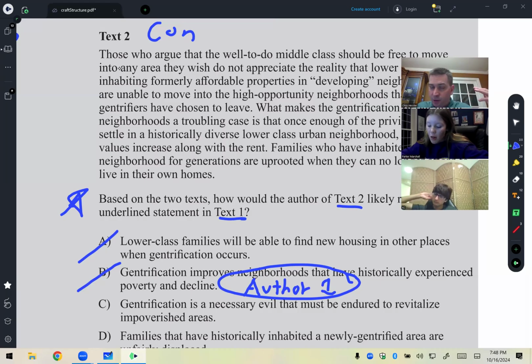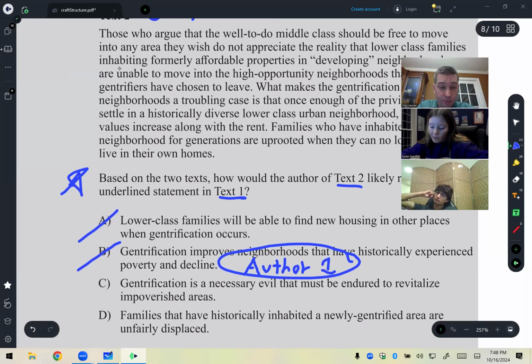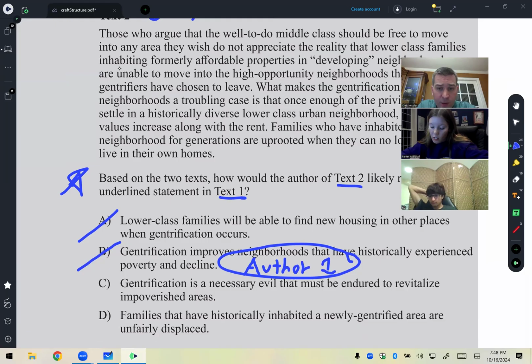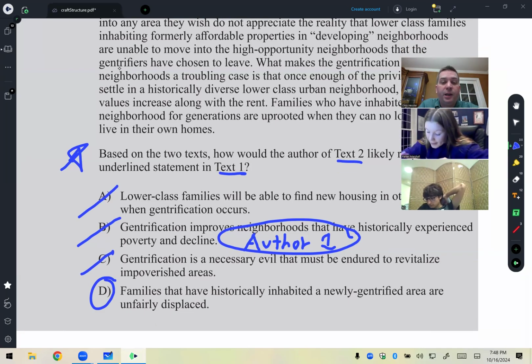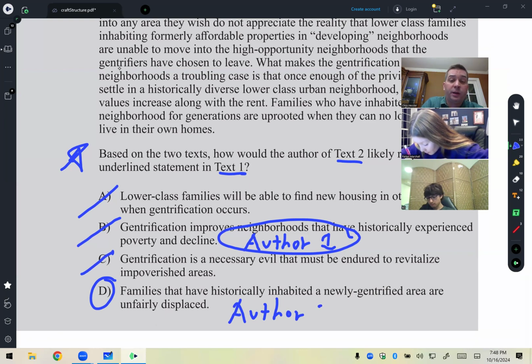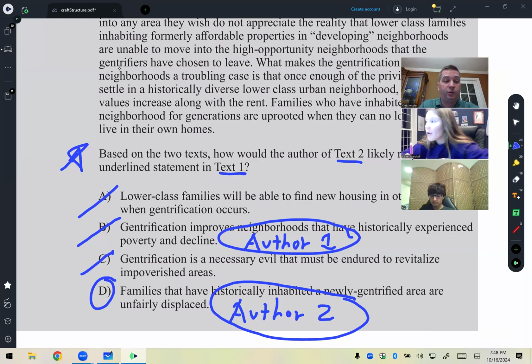And they know that the clock is ticking. They know that your anxiety is going through the roof, and you don't have much time left on this test. And they know that people will be tricked into picking something by the other author or something that the other author thinks. Gentrification is a necessary evil that must be endured to revitalize impoverished areas. Author 2 wouldn't say that. Author 2 would say this: families that have historically inhabited a newly gentrified area are unfairly displaced. That is author 2's argument in a nutshell. Author 2 would say answer choice D.